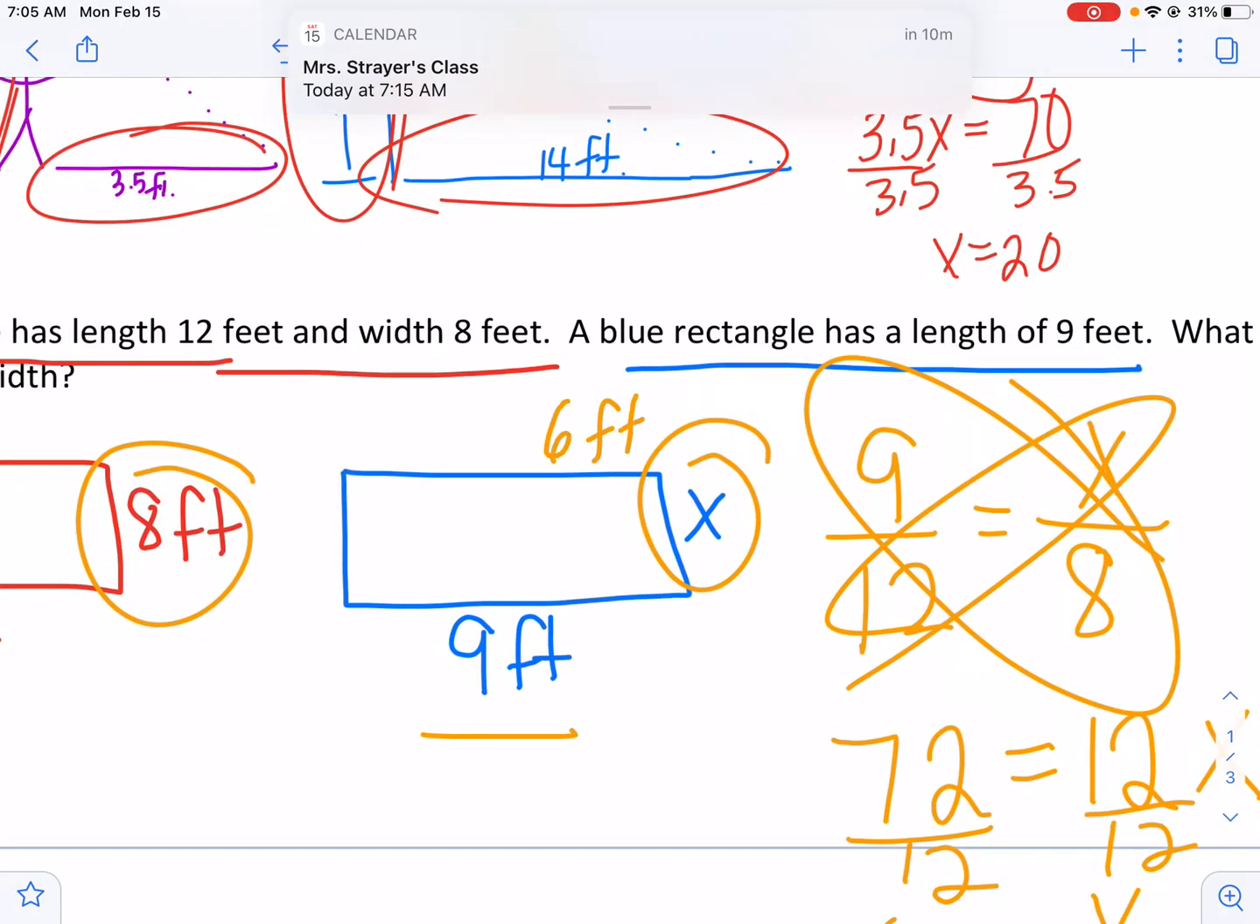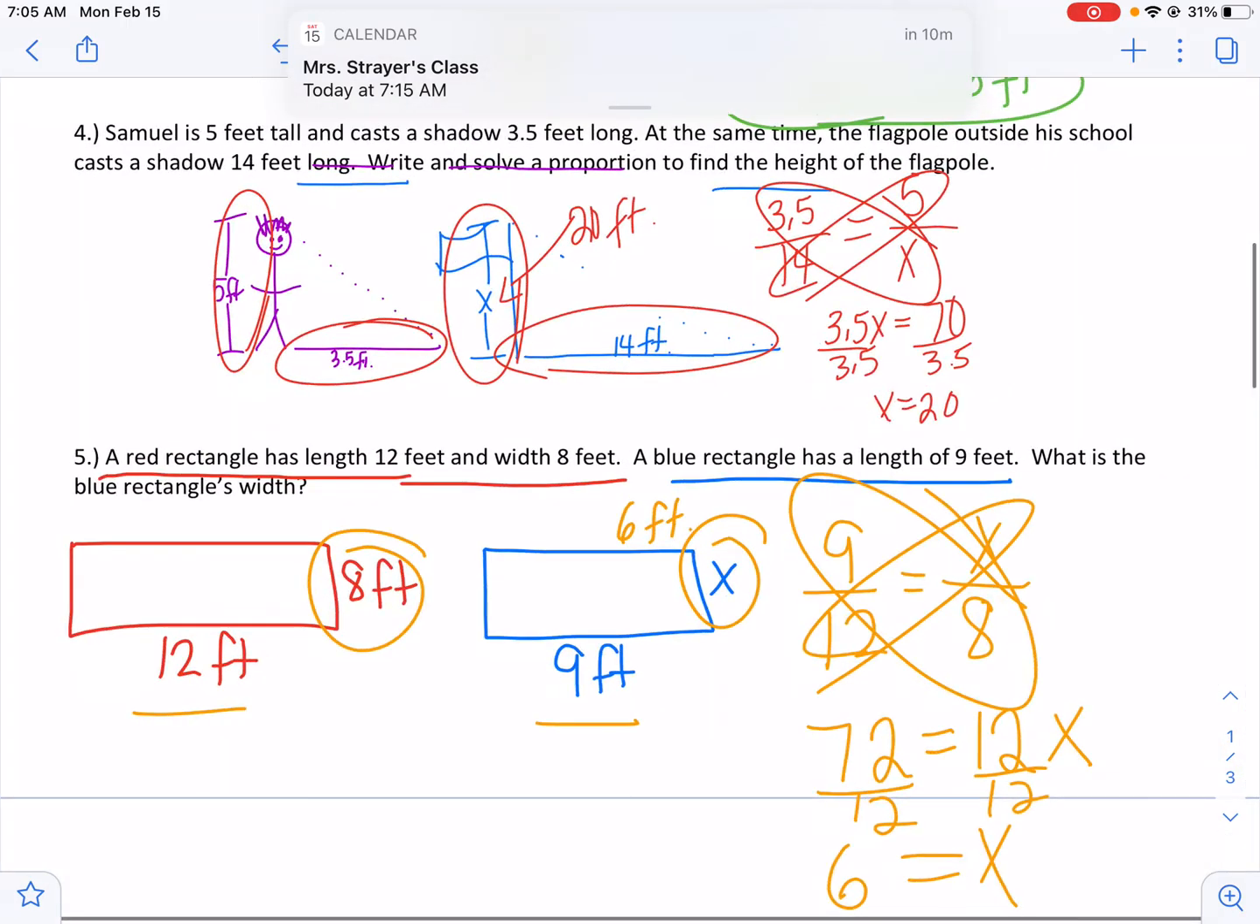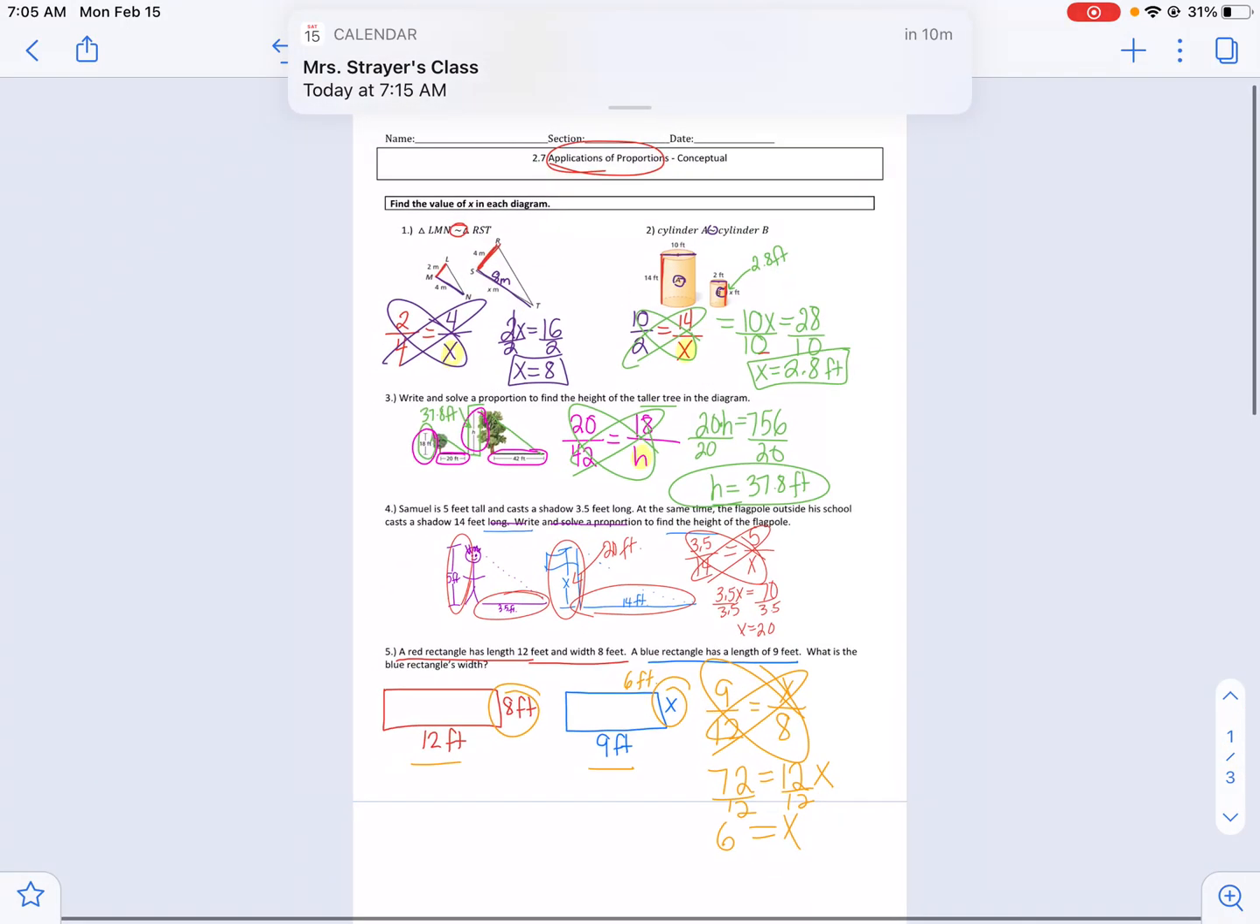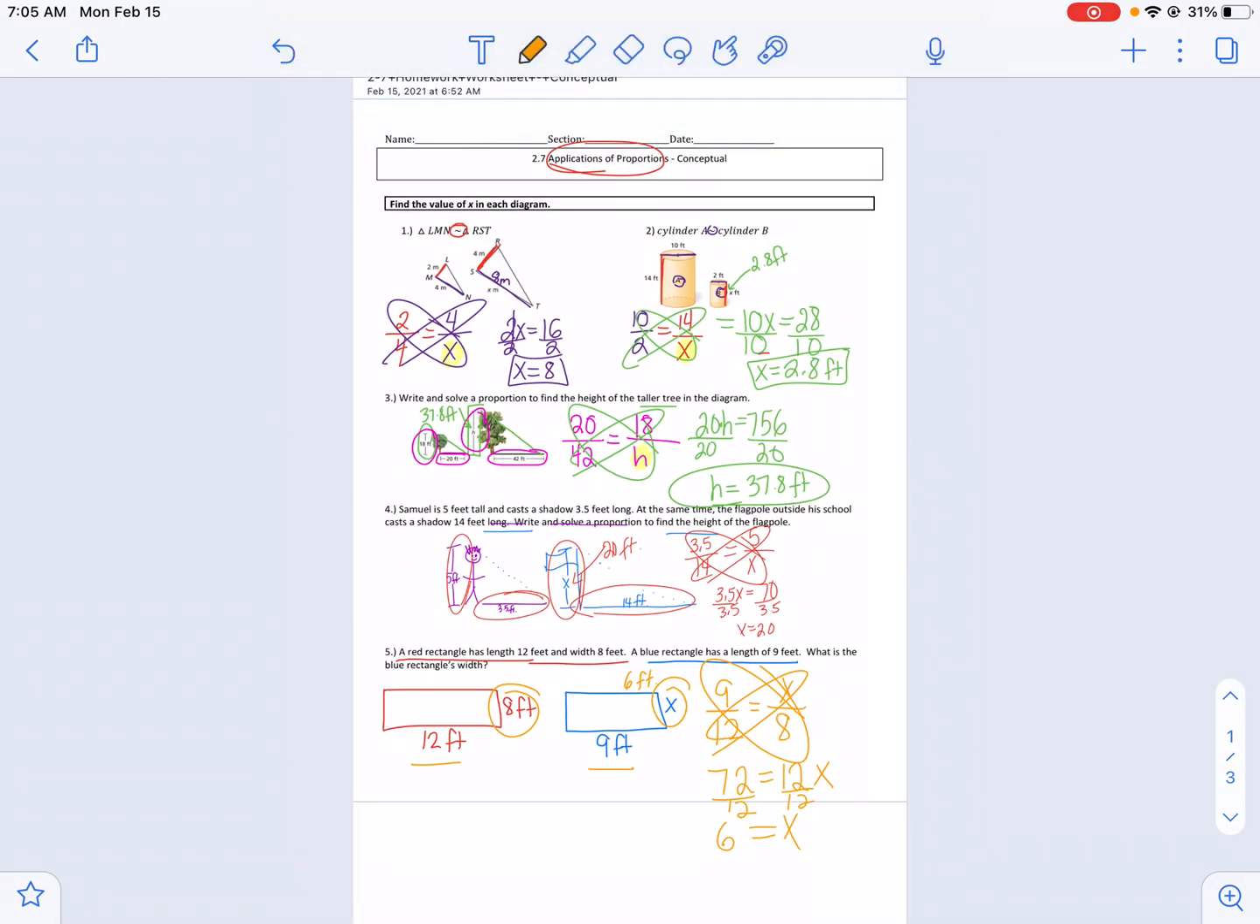So please make sure you have all of your work corrected. If you needed to make corrections, please do them in a different color or mark what you got incorrect and resubmit your corrections. We can review this when we get together as a class on Wednesday or even again in person on Thursday. All right, but that's 2-7 applications of proportions.